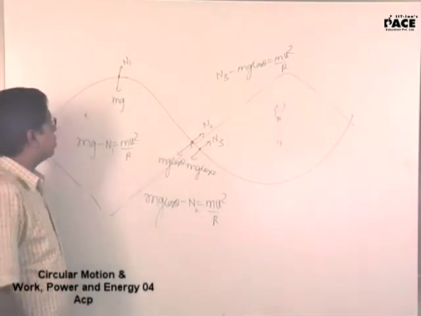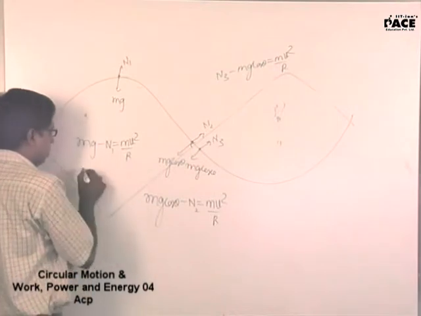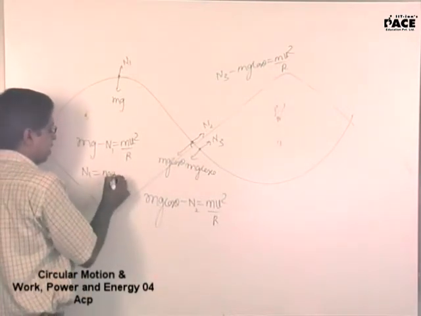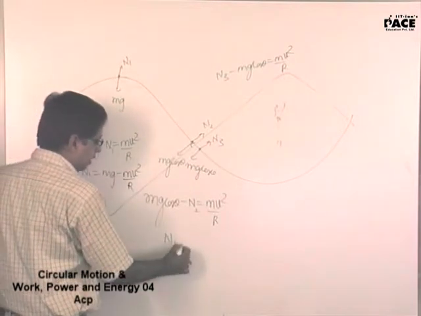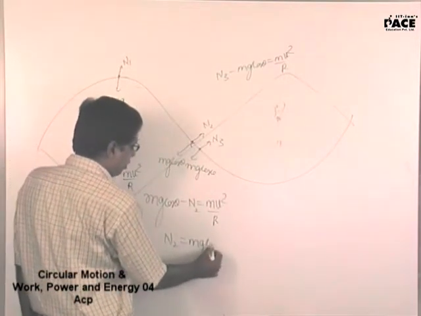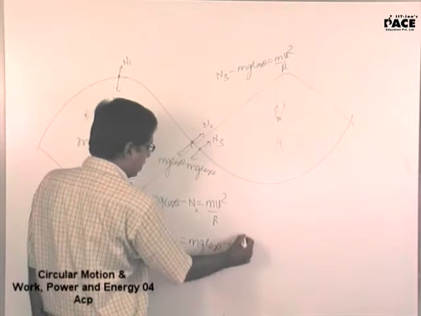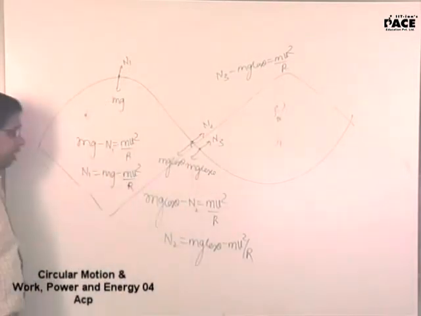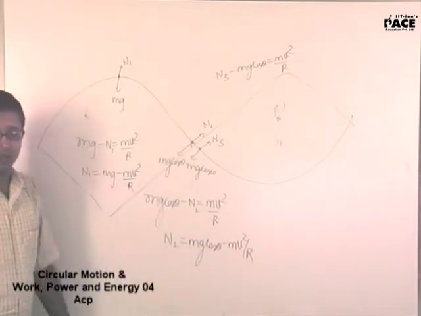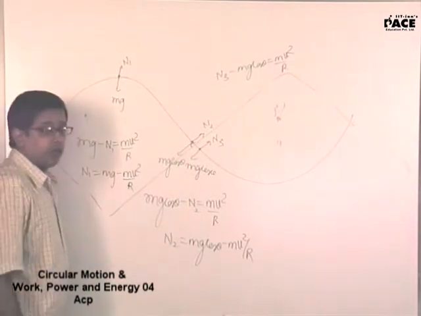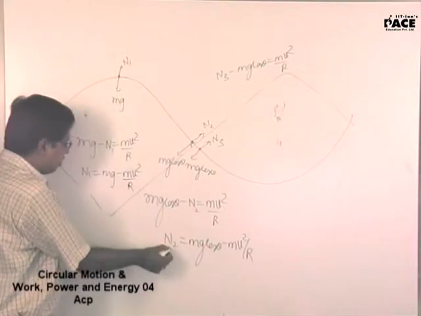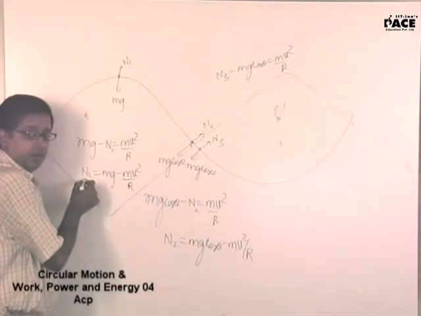There is only one possibility, either n1 or n2. Because n1 I will write as mg minus mv square by r. Here n2 is equal to mg cos theta minus mv square by r. Now if the vehicle is going with uniform speed, where do you think he has a greater probability of losing contact with the surface? Obviously n2 is lesser than n1.